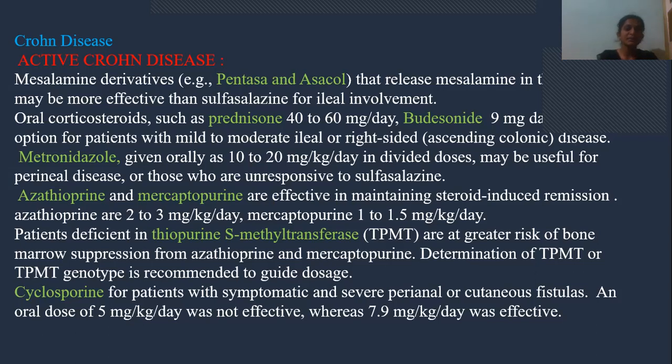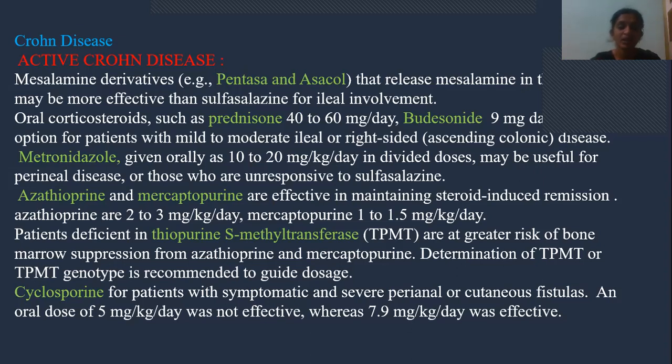And then azathioprine and mercaptopurine, as we all know that these two are immunosuppressive agents. So these are effective in maintaining steroid-induced remission. Okay, so the dose for azathioprine is 2 to 3 mg per kg per day, and mercaptopurine is 1 to 1.5 mg per kg per day. So patients deficient in TPMT are at great risk of bone marrow suppression.